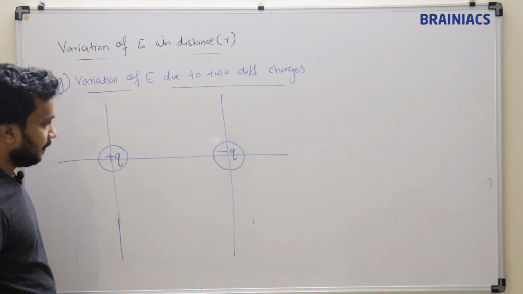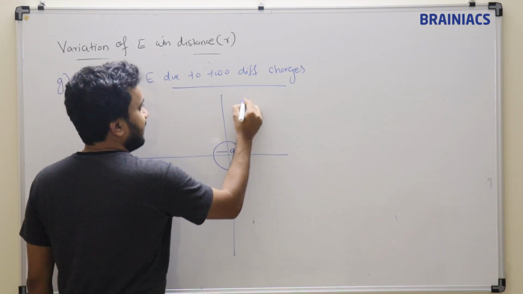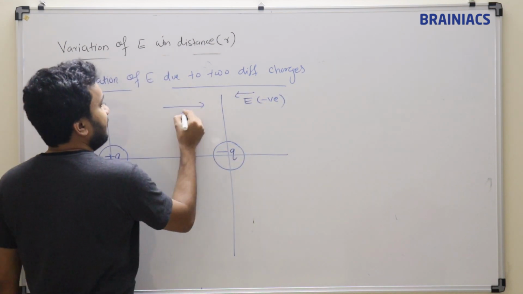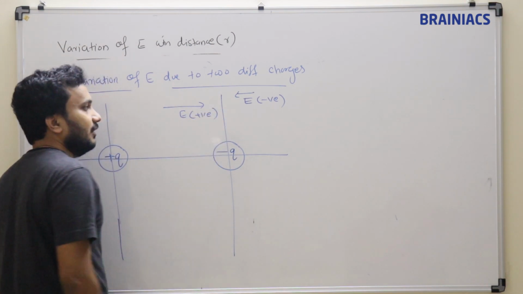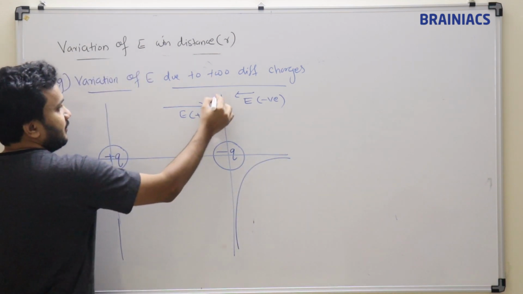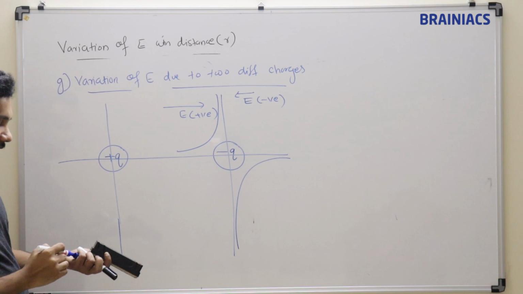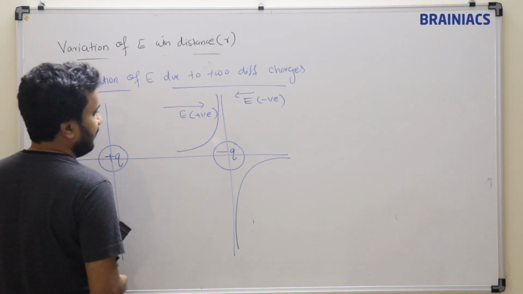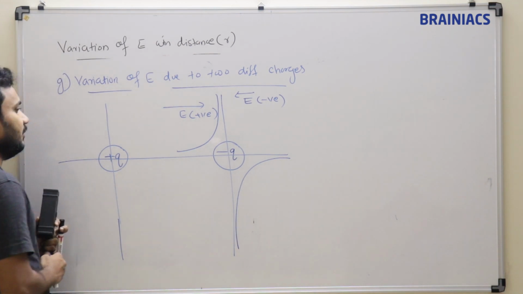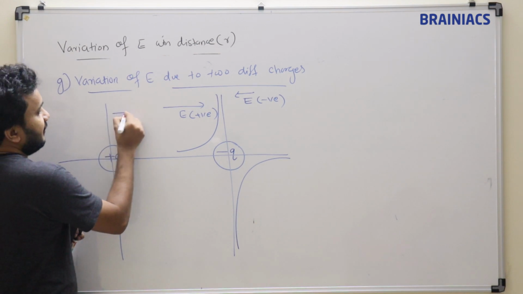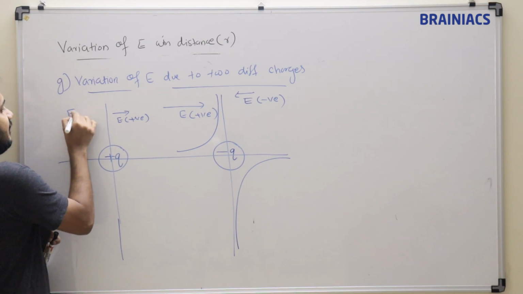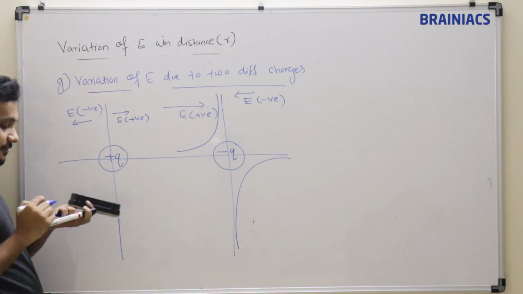So here electric fields are always attracting, so E is in this direction, which means it is negative. Here the electric field is in this direction, so E is positive. We'll complete this diagram. E negative means like this, and E positive means like this. Now due to plus q, the electric fields are going away. So E is positive here, and here on the left side E is negative, always away from the charge.